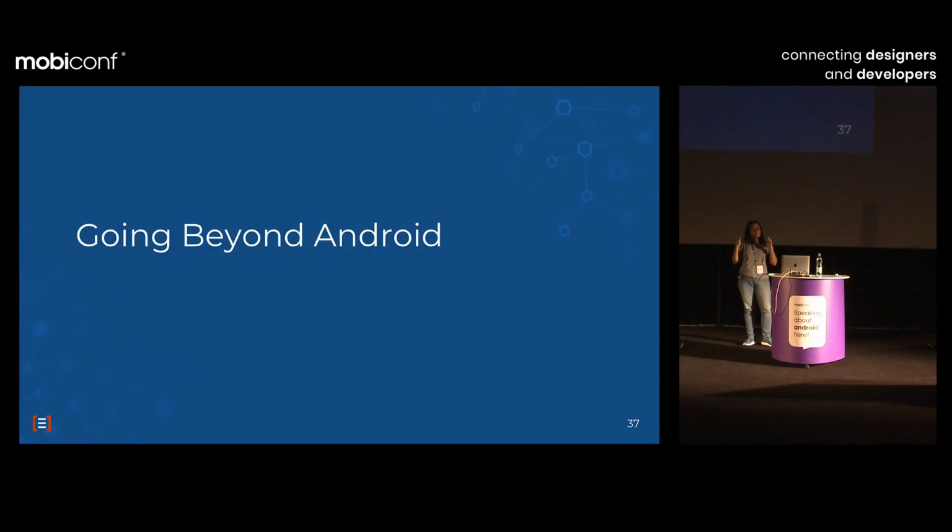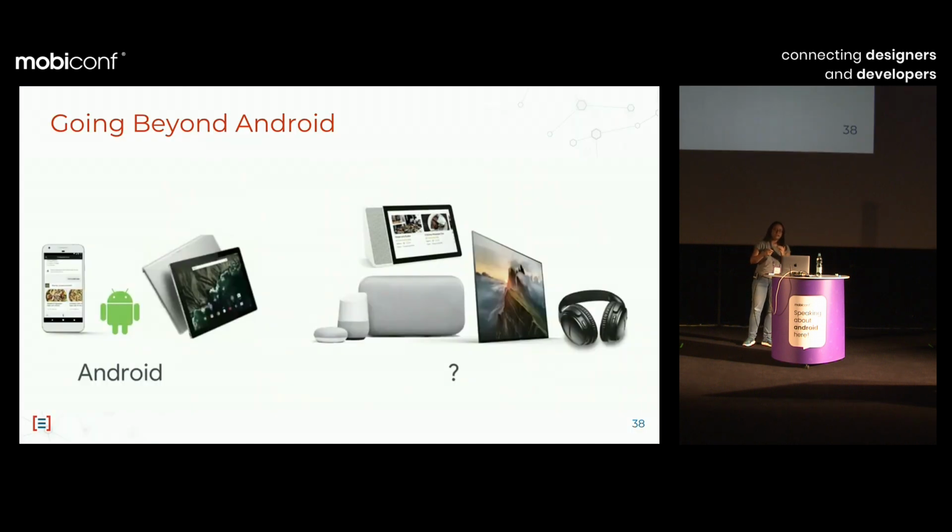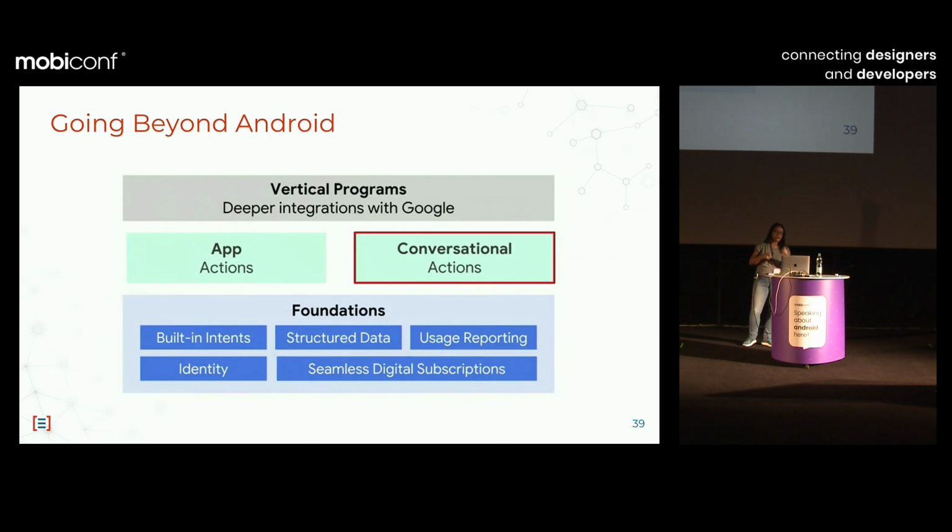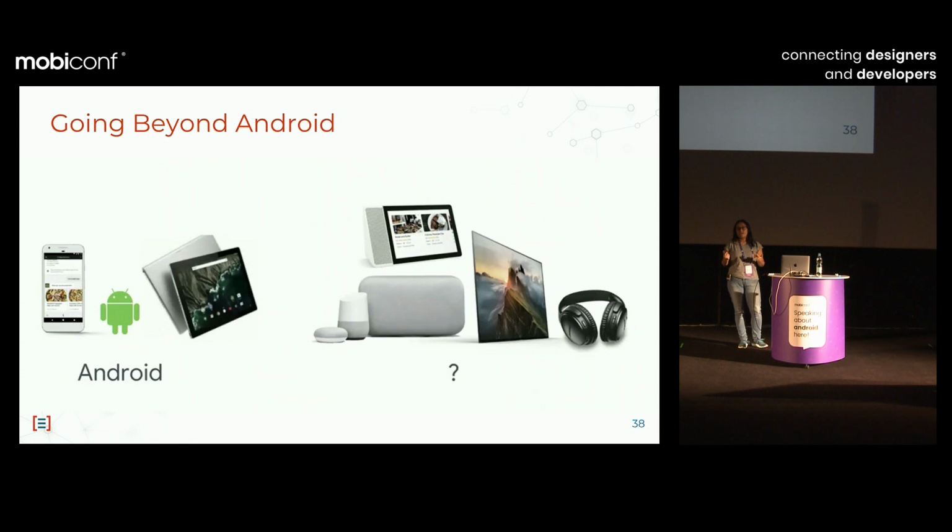So this is great. App actions work really well on the Android platform. But they are based on the same features that have built the conversational actions for the Google Assistant framework. And there are a lot of devices out there that work really well with the Google Assistant, like, of course, Google Homes, smart displays, smart TVs, and even headphones. So it would be a shame not to take advantage of those platforms that users have.